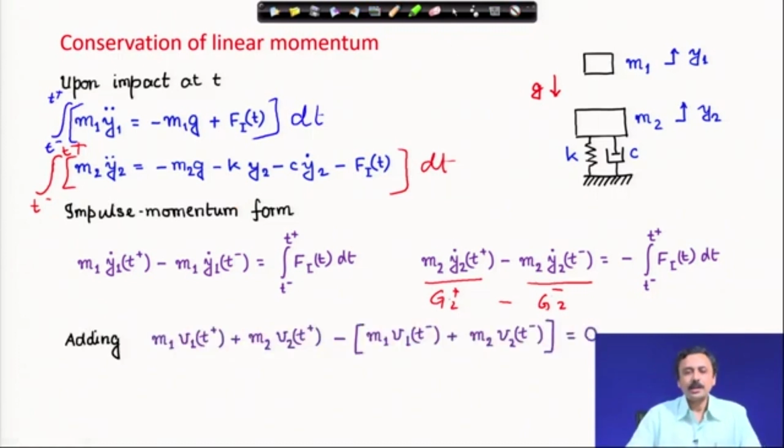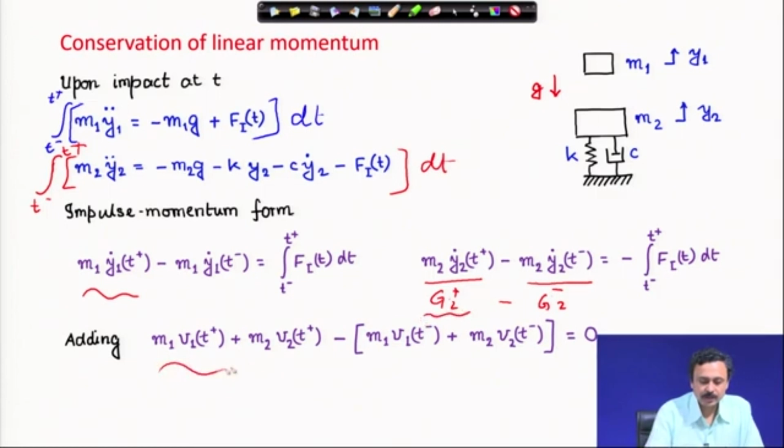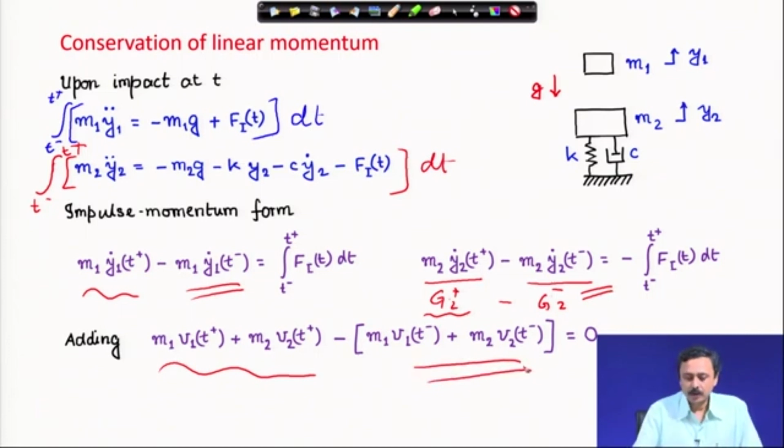If I add these two relations, what I have just now written, then m1 v1 at t plus plus m2 v2 at t plus, I have collected the terms, these two terms here and this term here, and on the right hand side you will find that it is the integral of f I from t minus to t plus with opposite signs. So, when I add, it cancels out.